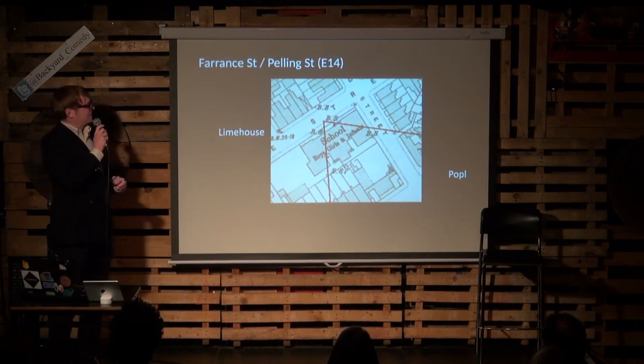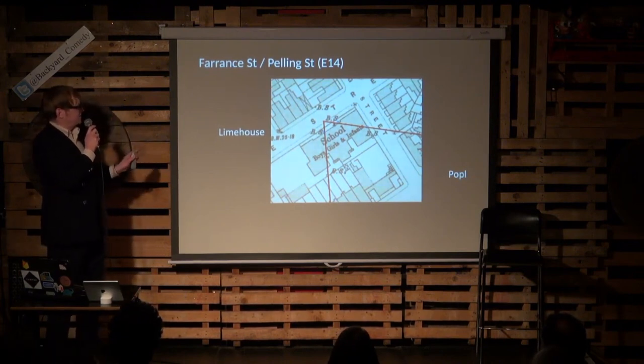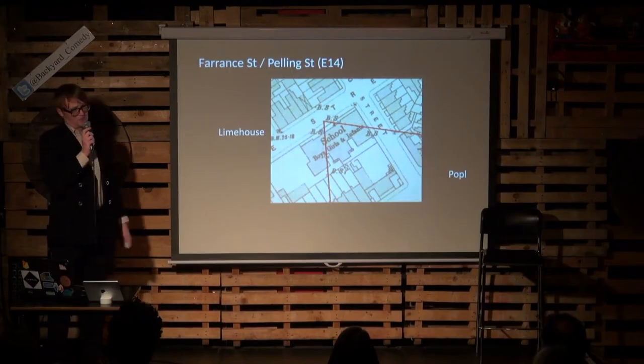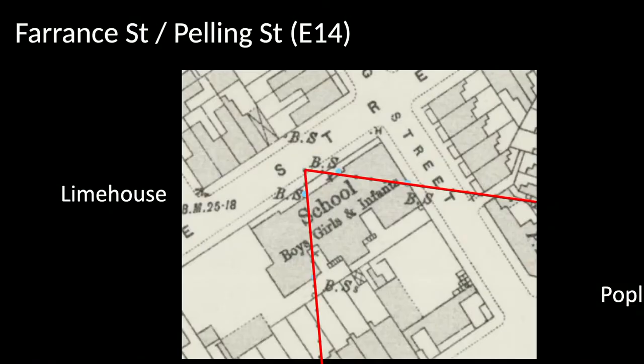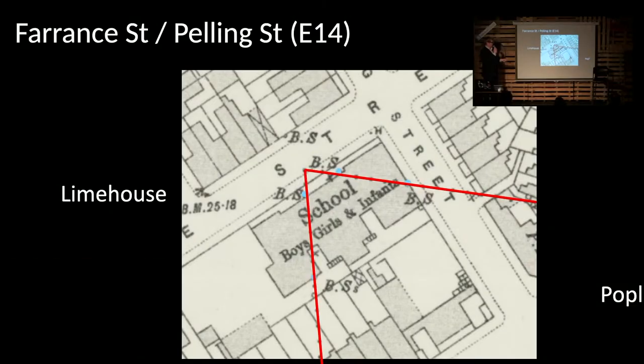First example, this is Farron Street. That's a 10-minute walk from Canary Wharf, in E14. The boundary here is a really weird shape. It's very unusual to have a very straight line. It was presumably a field boundary before the houses were built. But on that boundary, someone decided to build a school.